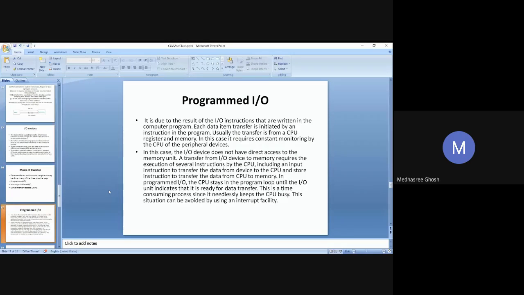So for programmed IO, if anything you want to tell me, anyone? Someone's mic is on. Rick, I think your mic is on and it's keeping some knowledge. Please turn off your mic, Rick Sarkar.